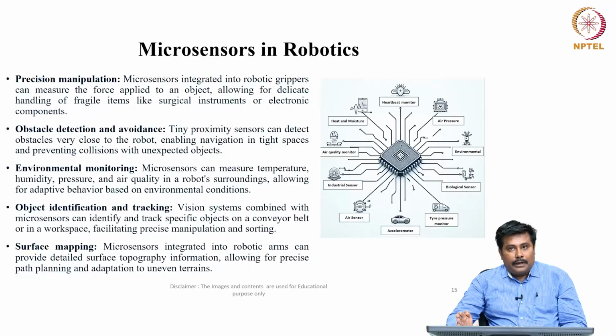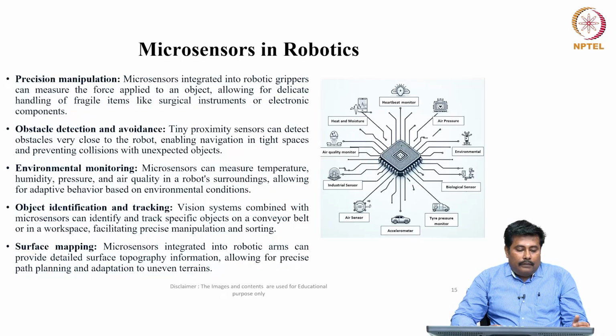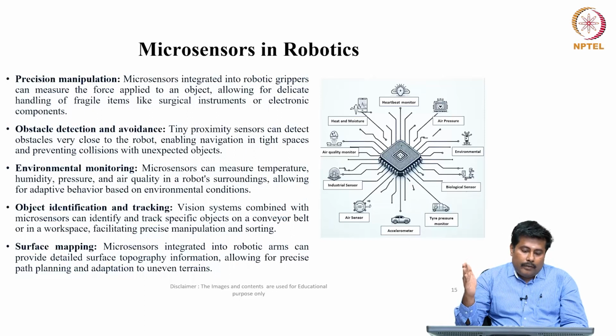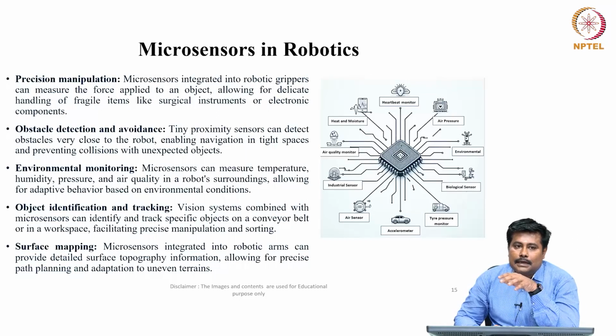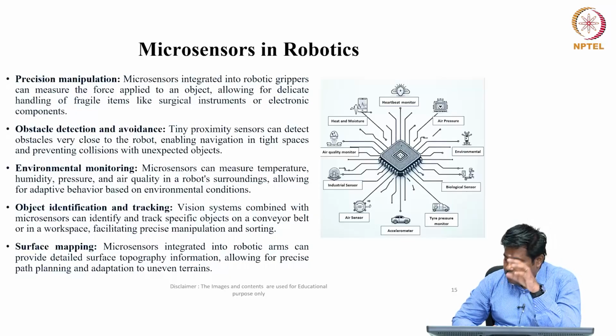collision with unexpected objects. Similarly, when we talk about environmental monitoring, microsensors can measure temperature, humidity, pressure and air quality in a robot's surroundings, allowing for adaptive behavior based on environmental conditions. So, ideally you can integrate these microsensors with a drone or a micro drone.